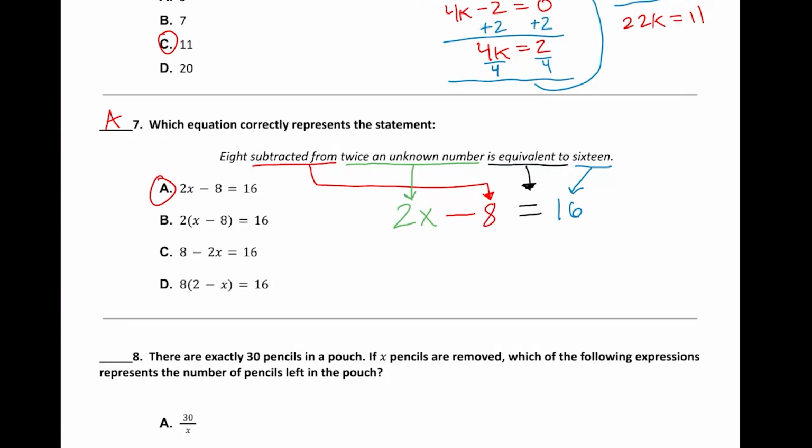Get that color coding set up correctly. Okay, so there you go.